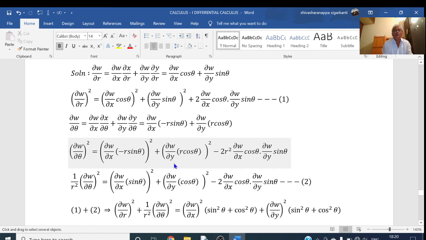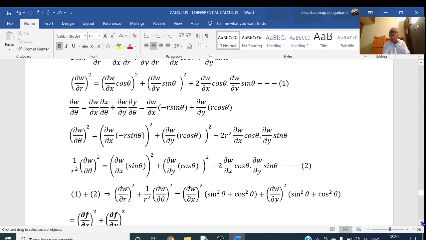What remains here is (∂w/∂y cos θ) whole square minus, here r square gets cancelled, we get 2 into ∂w/∂x cos θ, ∂w/∂y sin θ. I will take this as 2. Just adding 1 and 2. Left hand side becomes ∂w/∂r square plus 1 by r square ∂w/∂θ square is equal to, right hand side addition.